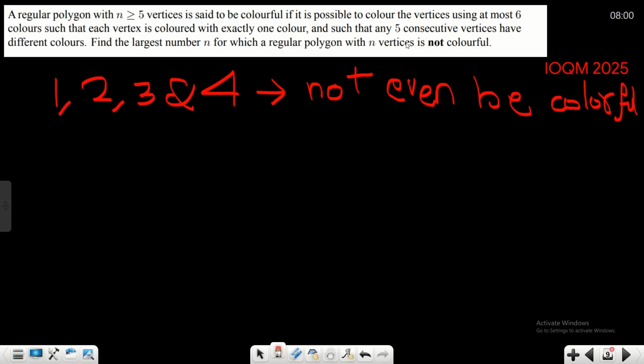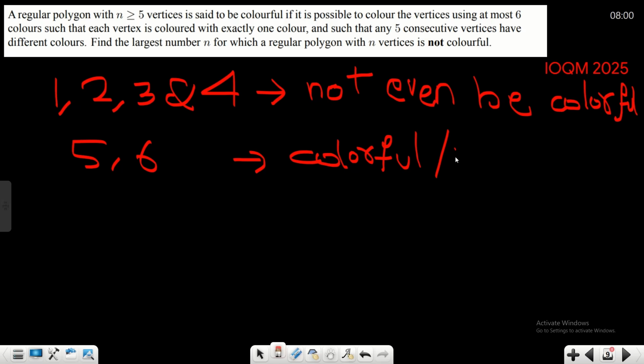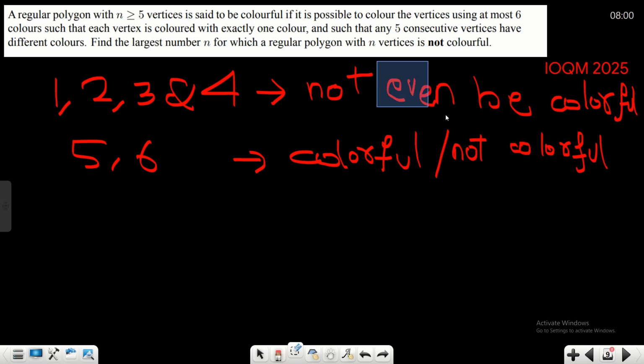So if you want it to be colorful, then only 5 or 6, these two numbers of colors, are possible. If you use either 5 colors or 6 colors, then it can be colorful or it may not be colorful. So to find the answer for n, we should only work on 5 and 6. We need not work on 1, 2, 3, 4. They are automatically not colorful. Okay, so let us see how we can do this.